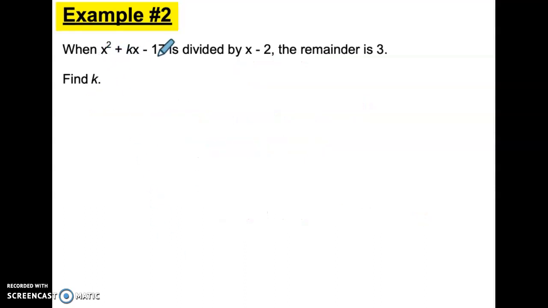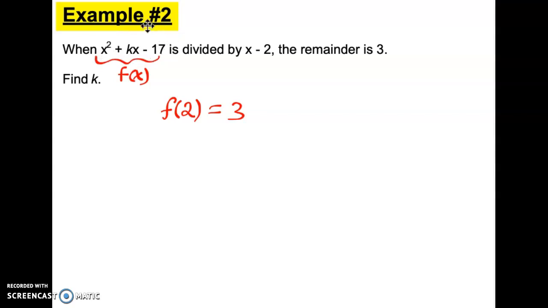Here's our next example. We have a quadratic that has a k as the coefficient of x, and it's saying that when it's divided by x minus 2, the remainder is 3. Okay, so once again, I'm going to call this f at x just so that we can refer to it. So if f at x is divided by x minus 2, the remainder is 3. So what that really means is that f evaluated at 2 will equal 3. Right? Because when we evaluate it at the number that would have made our divisor 0, we always get the remainder. That's what the remainder theorem tells us.